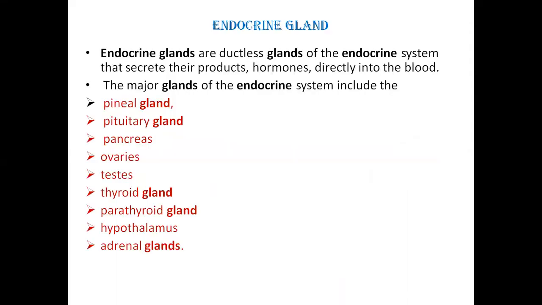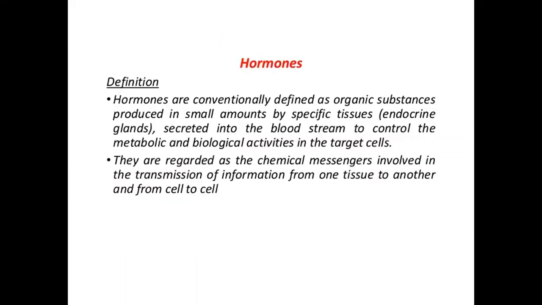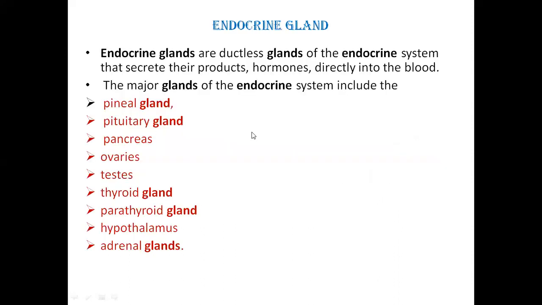So yesterday we were discussing the hormones and their definition. They are nothing but regulatory bodies which are secreted into the bloodstream to control the metabolic as well as the biological activities. And these hormones are secreted by a system of many glands referred to as endocrine glands. And we even discussed how exactly the system is placed in our body.